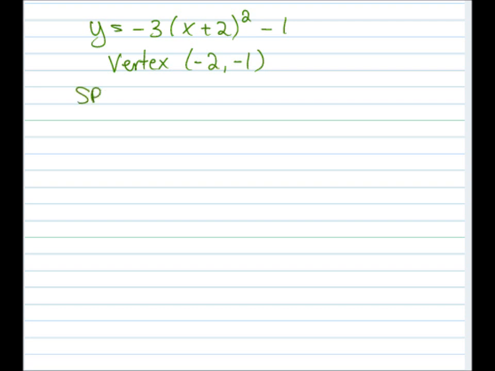So let's look at an example of this. y = -3(x + 2)² - 1. Our vertex is (-2, -1). Remember that h switches signs. Our step pattern, I'm just going to put in SP, is now 1 times -3, 3 times -3, and 5 times -3. So our new step pattern is going to be -3, -9, -15.